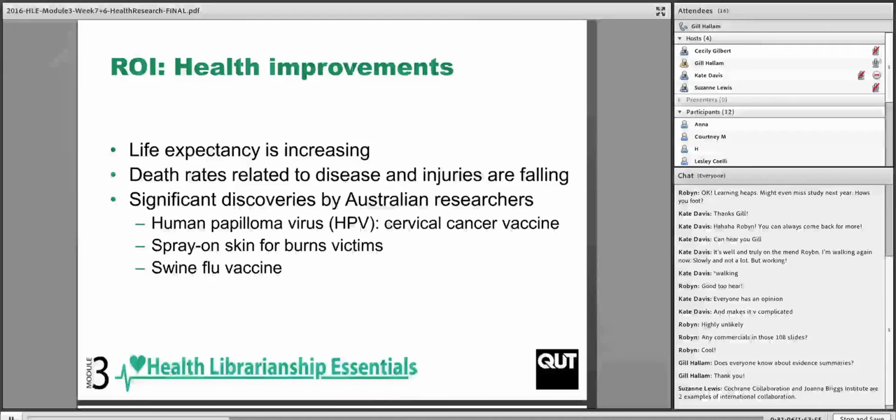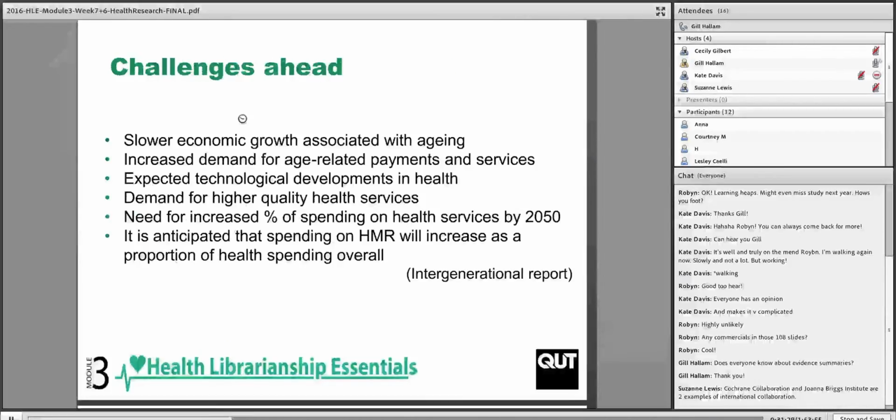And there have been some significant contributors by Australian researchers in this area. So the examples that you've got on the screen there, the HPV vaccine for cervical cancer, the vaccine that young girls get these days, spray on skin for burns victims, swine flu vaccines. A lot of innovative activity comes out of Australia and is world recognised for that.